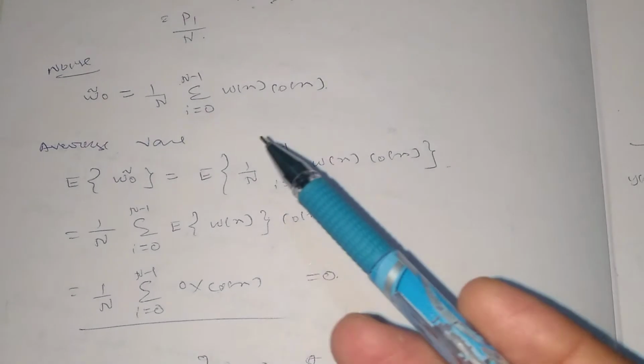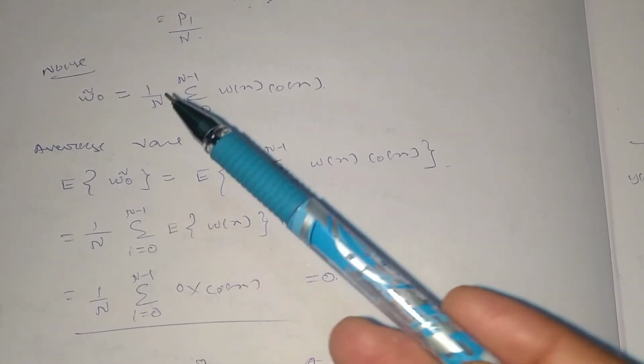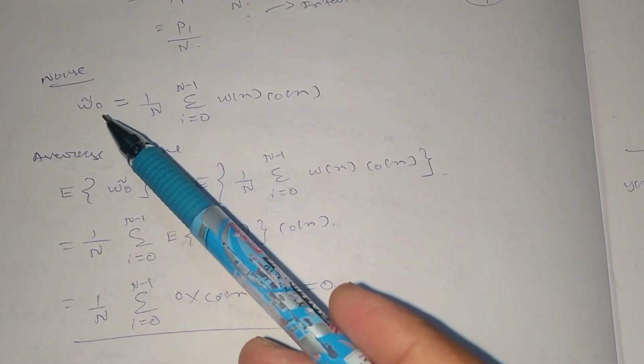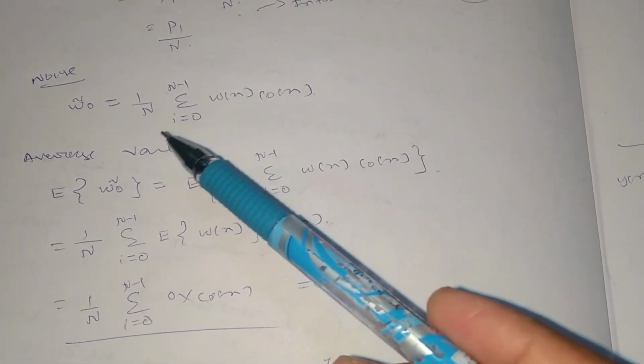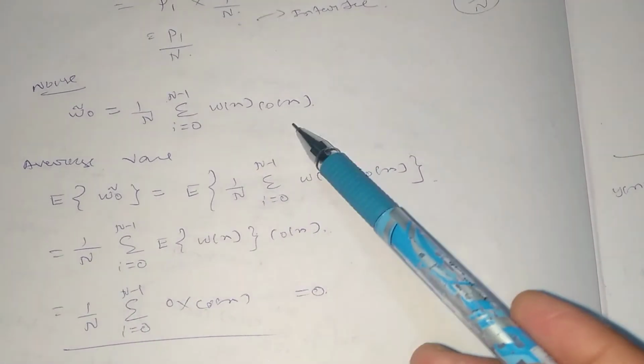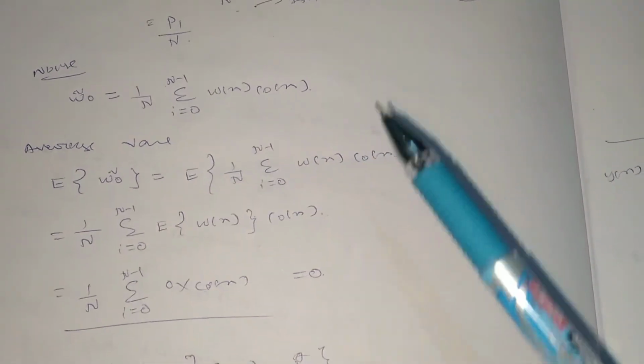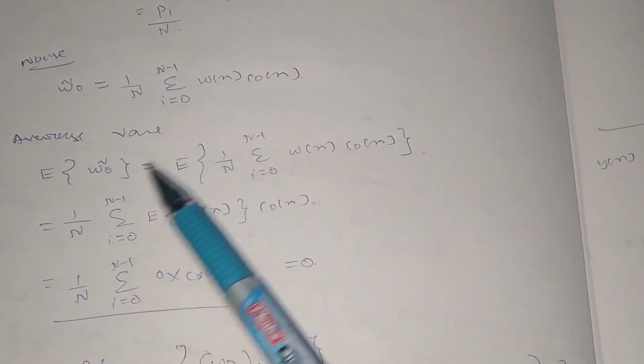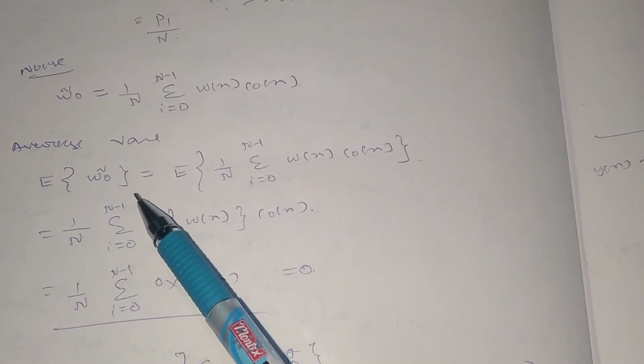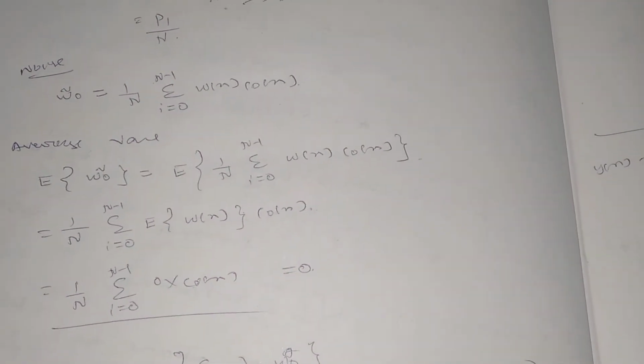So apart from that, now I will try to find out the noise power here. Okay, so that's also very important. W naught tilde. So 1 by n into sum over i equal to 0 to n minus 1 of W of n into C naught of n. So I have this value. Now let us try to find out the average value of that one, that is E of W naught. So average value, how I can find.